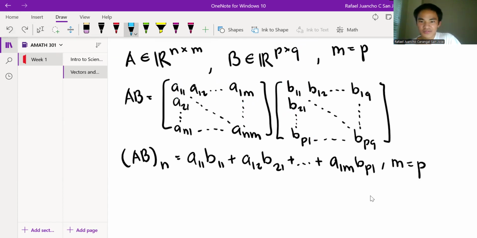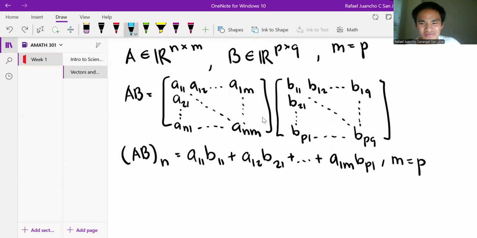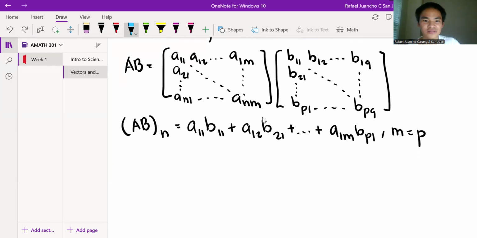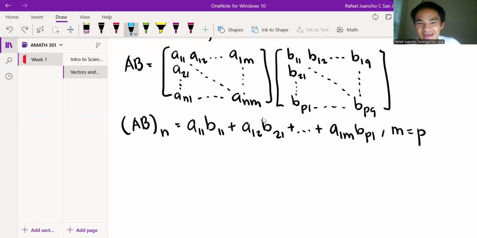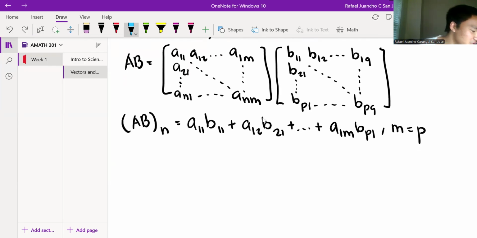So the columns of matrix A should be equal to the rows of matrix B. That's what that basically means. I don't know why it says N. I would have said M or P. I don't know why it says N there, but anyway, we're going to continue.